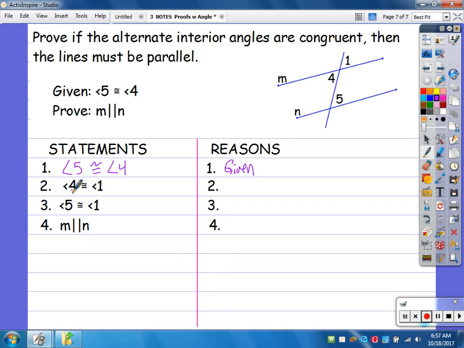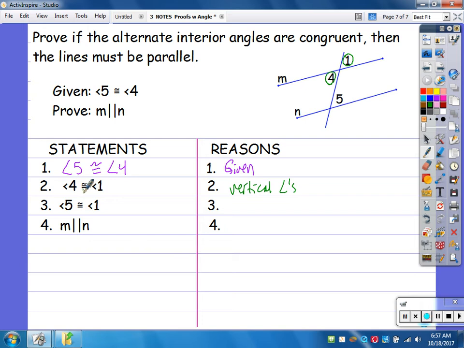Next thing I see here is that angle 4 is congruent to angle 1. So again, I want to know what type of angles these are. I'm going to look at my picture and see angle 4 is here and angle 1 is here. Those two angles are vertical angles. So I know that I'm going to start out with vertical angles.